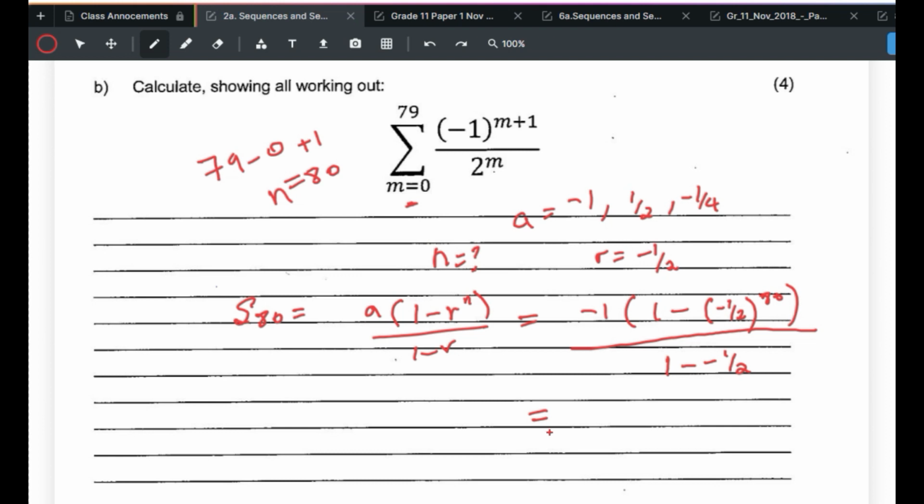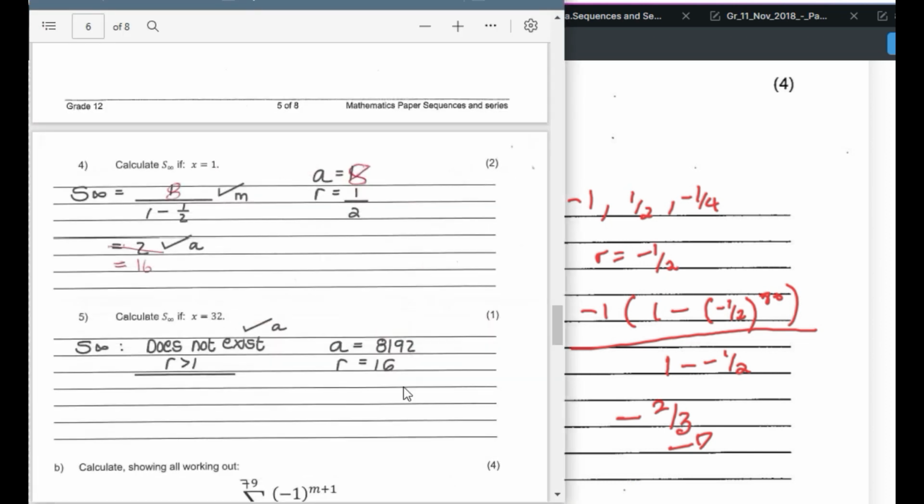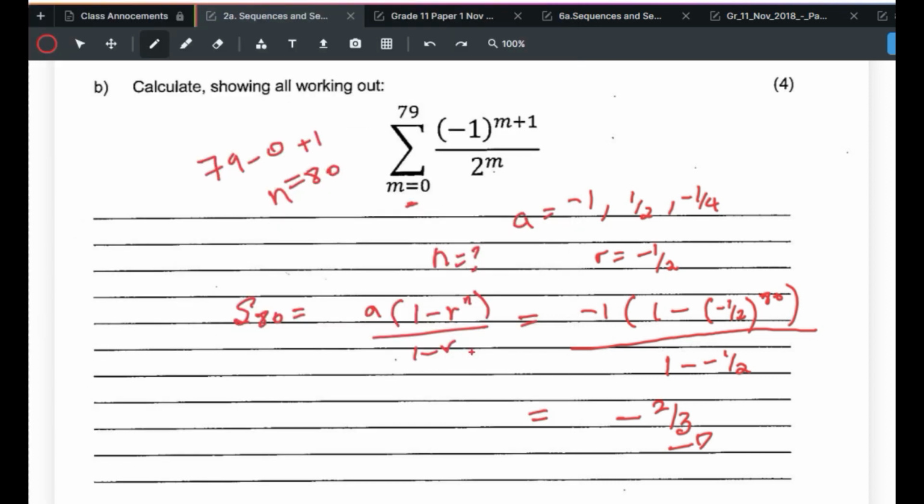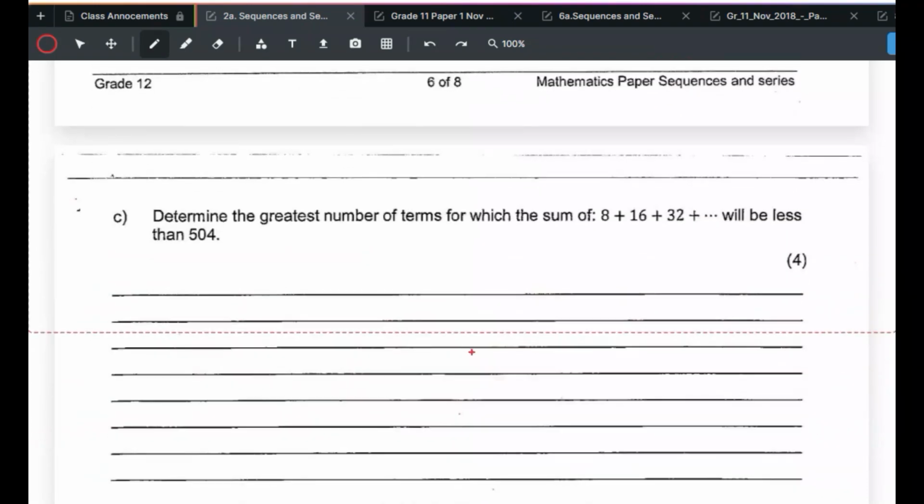Sorry, it's negative 2/3. Negative two-thirds. Yes, sir. Okay, so this should be, let's check that real quick. Exactly. Absolutely right. Negative 2/3 is absolutely right. Does that make sense? Okay.